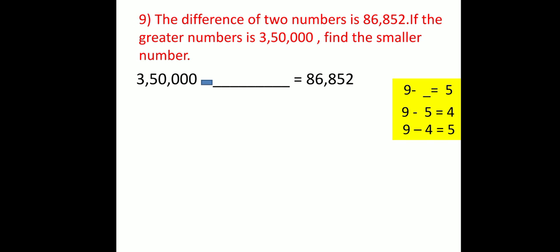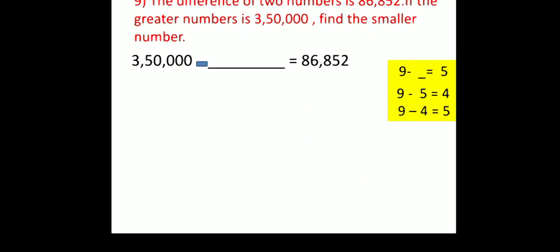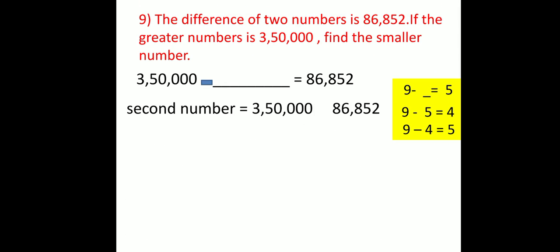First write the numbers in proper order. Second number equal to, how did you get the second number? 3,50,000 minus 86,852. Then you get the second number. Write the numbers in proper order, 3,50,000 and 86,852. Then start subtraction.